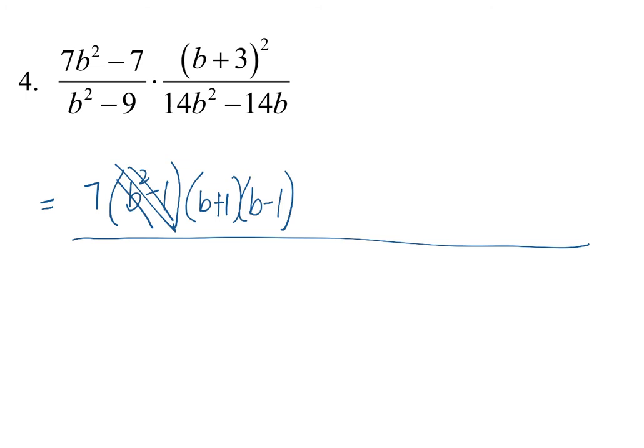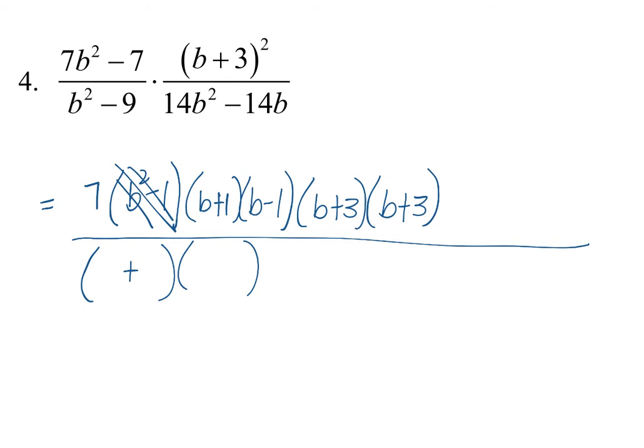Okay, and then we have two factors of b plus 3, because b plus 3 squared means multiply it by itself twice. b squared plus 9 in the bottom is a difference of squares. The square root of b squared is b. The square root of 9 is 3.